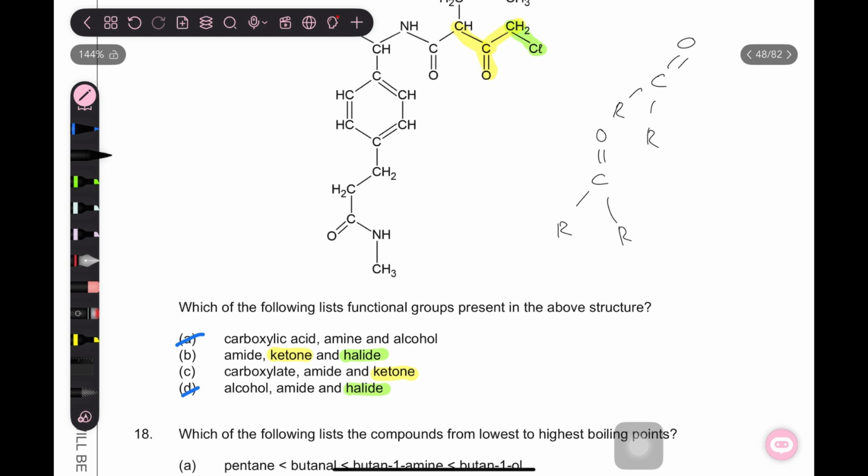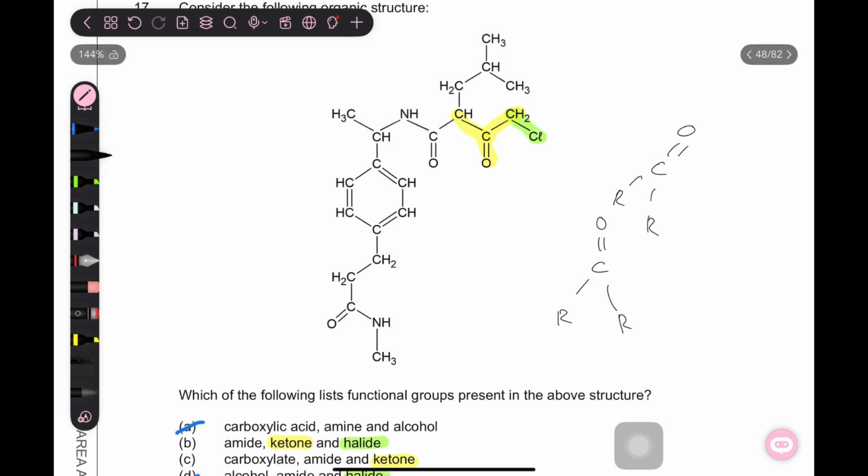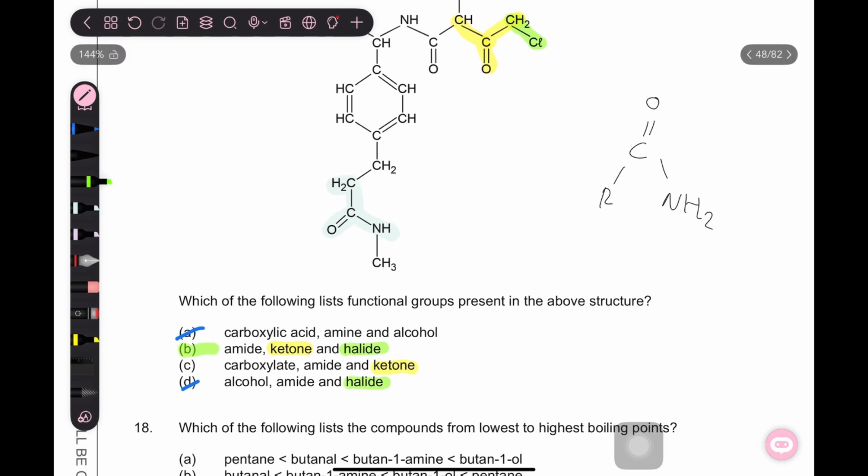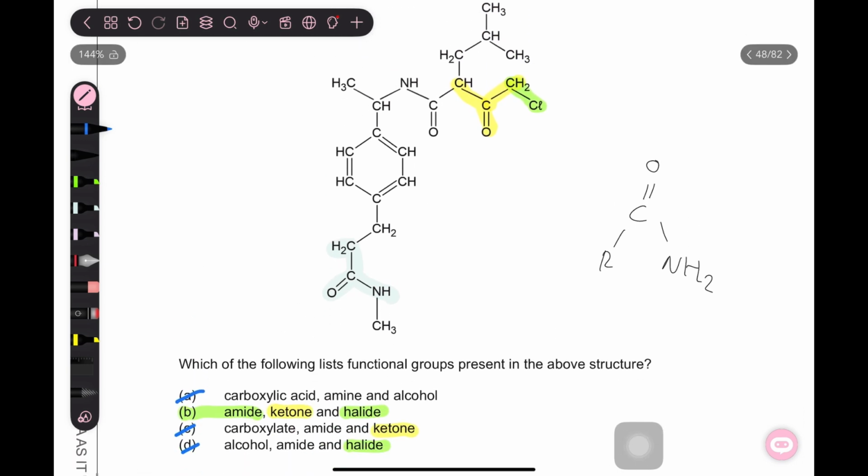Now we have B and C to determine what is present. So now I'm going to look for an amide, which will be a carbon with an oxygen and then an R chain and then NH2, and we have one of these right here. So we do have an amide group present. So therefore I can determine that the answer is B. I can also cross out C because there's no carboxylate group present in this compound.